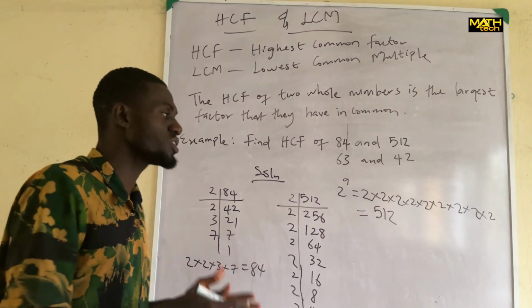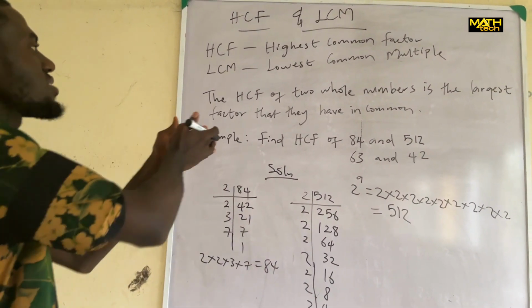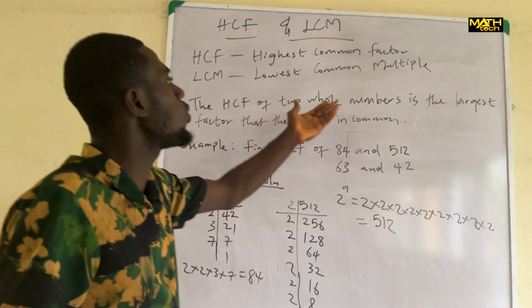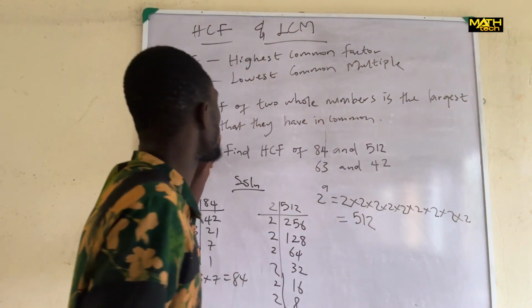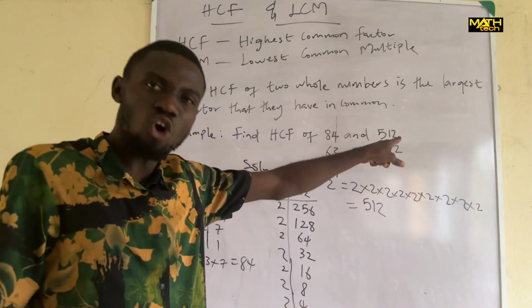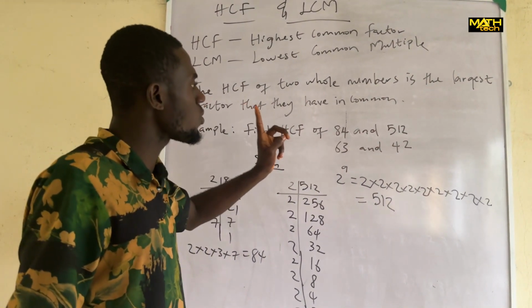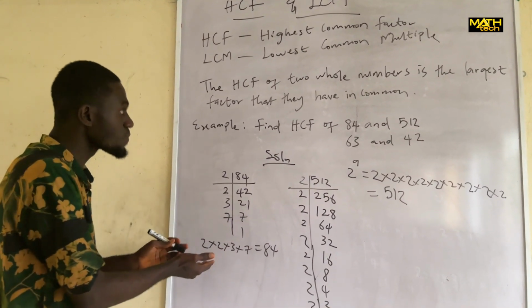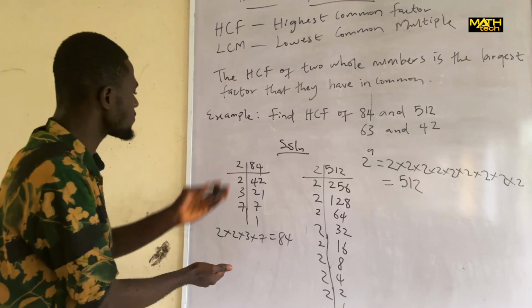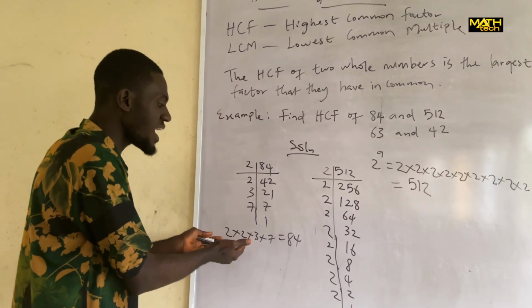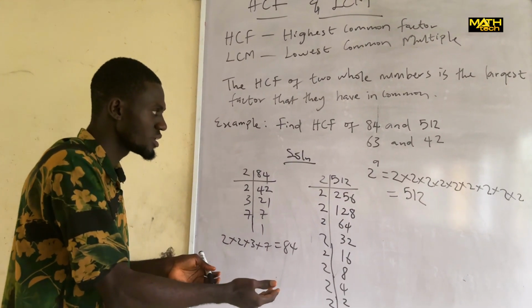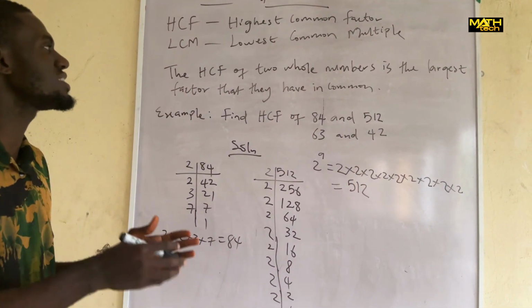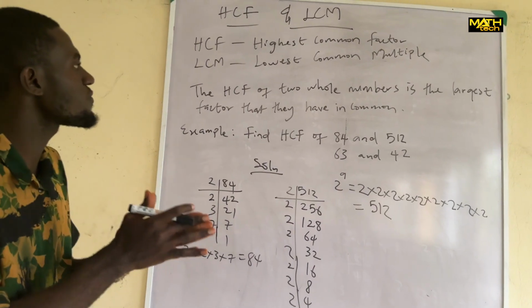What is the highest common factor between 84 and 512? Now, this takes us back to the definition of HCF. The HCF of two whole numbers is the largest factor that they have in common. Here we have factors 2, 3, and 7. 2 is here, and 2 is here. So 2 and 2 is the highest common factor.